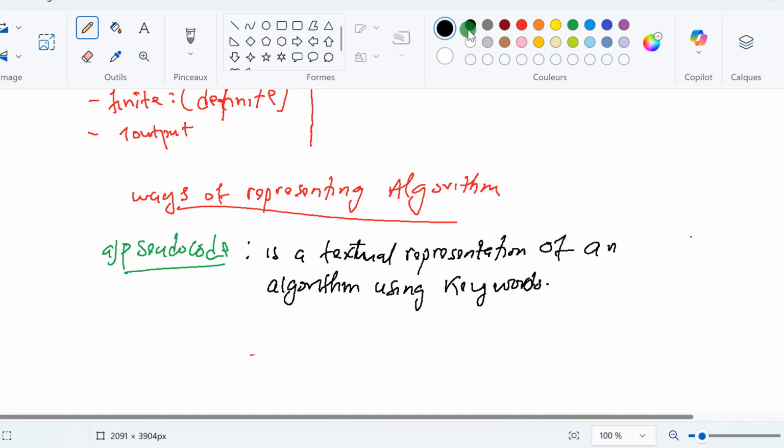Another person may define pseudocode by saying that it is the representation of an algorithm using text. Yes, if you say like that, at least you have marks. So the simple definition is: it's a textual representation of an algorithm using keywords. Good. Now, when they say using keywords, the next thing is you need to know some of these keywords used in pseudocode, so that when you're writing your own pseudocode, you are using them.